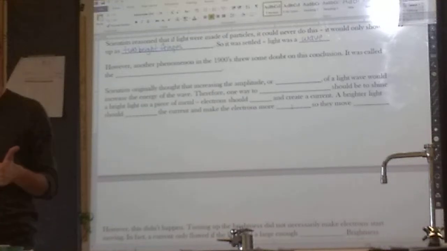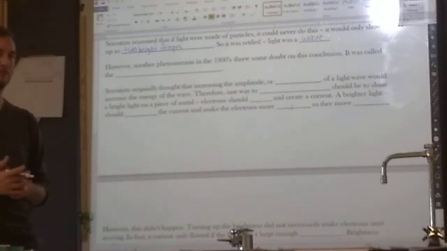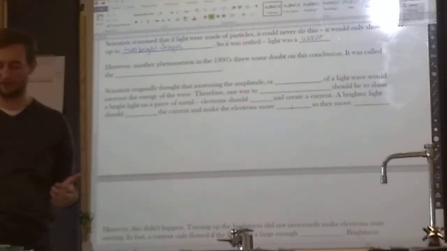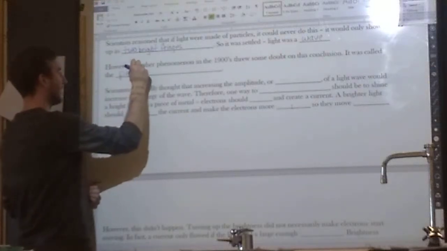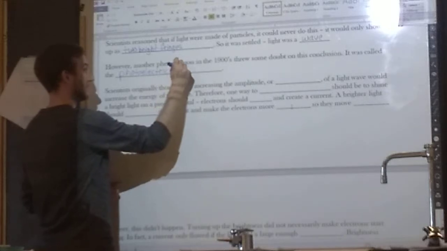However, there was another phenomenon. We kept studying light, because we still didn't know everything about it. Okay? In the 1900s, there was a new experiment done. This experiment was known as the examination of the photoelectric effect.